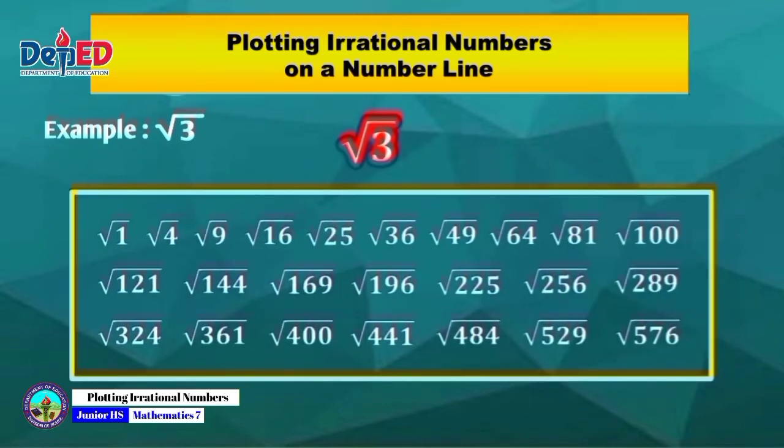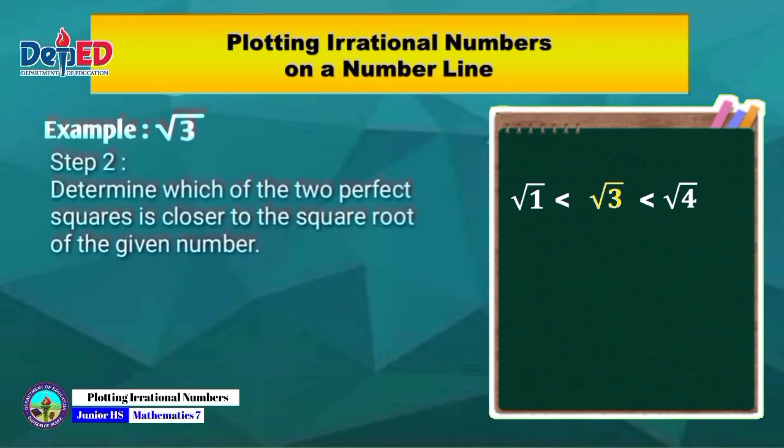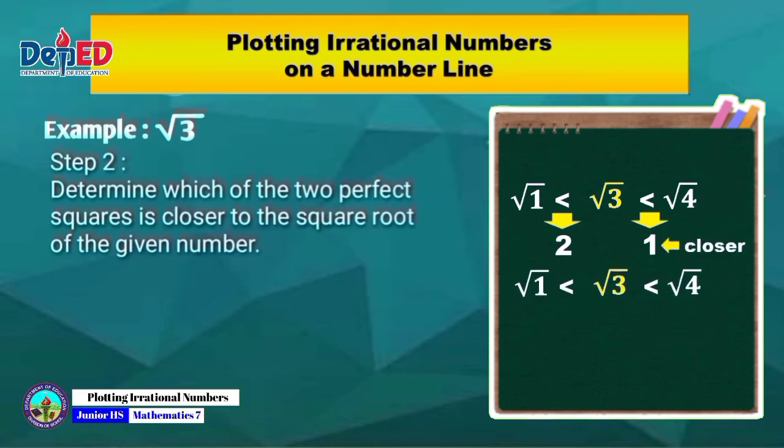From this table of perfect squares, square root of 3 lies between the square root of 1 and square root of 4. So, the two closest perfect squares are 1 and 4. Step 2. Determine which of the two perfect squares is closer to the square root of the given number. To determine which one is closer, we have to get their difference. 3 minus 1 is equal to 2, and 4 minus 3 is equal to 1. Since the distance between 4 and 3 is less than the distance between 1 and 3, therefore, square root of 3 is closer to square root of 4.